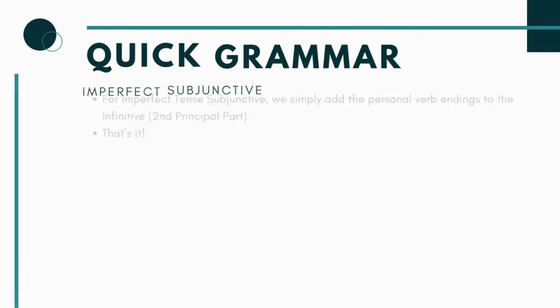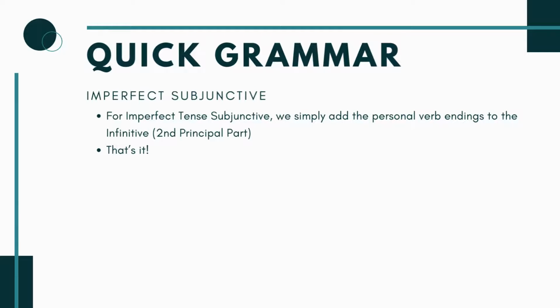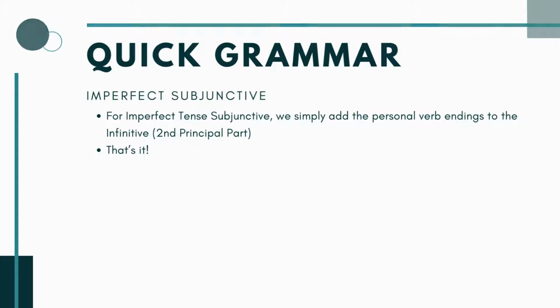Now, the second tense you're going to learn in this chapter is imperfect subjunctive. And of the two, I actually find this to be much easier, and I think my students do as well. For the imperfect subjunctive, all you do, right, is add the personal verb endings to the infinitive. So you're not actually dropping the RE on the infinitive. You're taking the infinitive itself and adding an ending after the RE. So it sounds odd, but you're going to get the hang of it pretty quickly. That's all you do, right? There's nothing more to it.